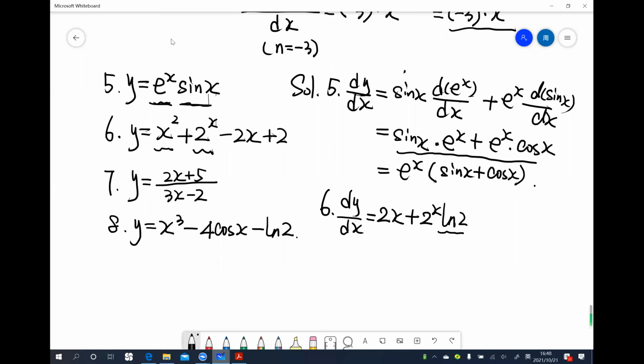Okay, guys, pay attention to this part. And then minus 2. And the last part plus 2. 2 is a constant, so plus 0. We don't write it. So this is the result of number 6. Any questions? No? Okay.